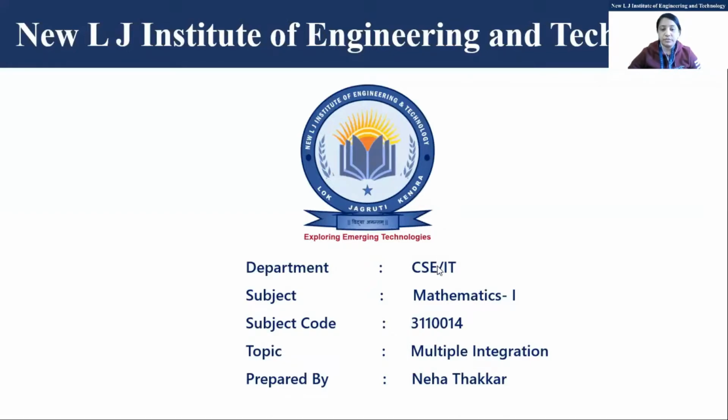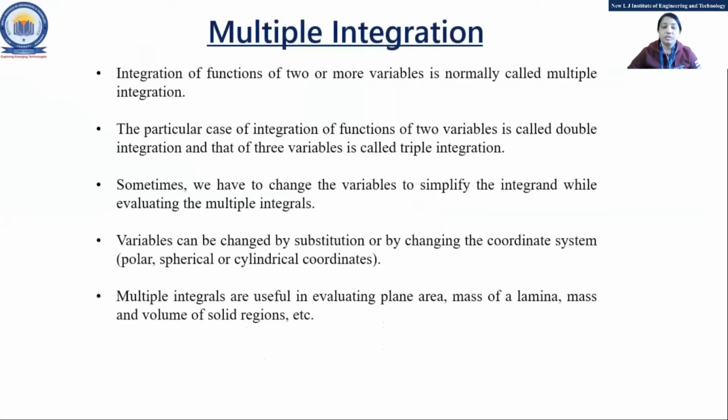So the name itself specifies it, right? Either it will be for two variables or three, so accordingly it is either a double integration or a triple integration. First we'll start with some concepts. Integration of a function of two or more variables is normally called multiple integration. The particular case of integration of a function of two variables is called a double integration, and if there are three variables then it's called a triple integration.